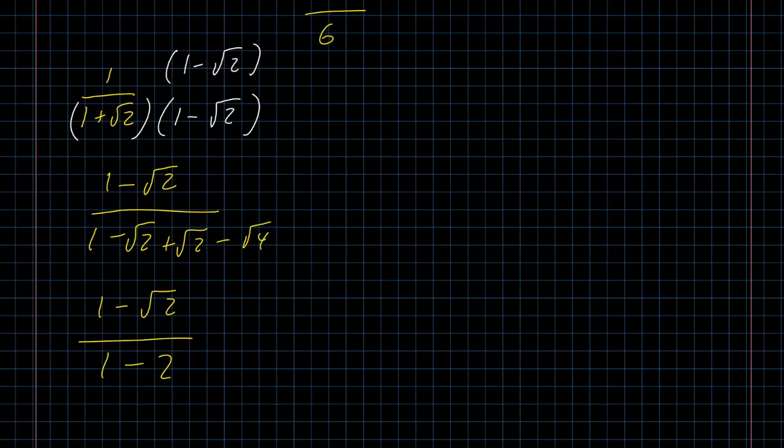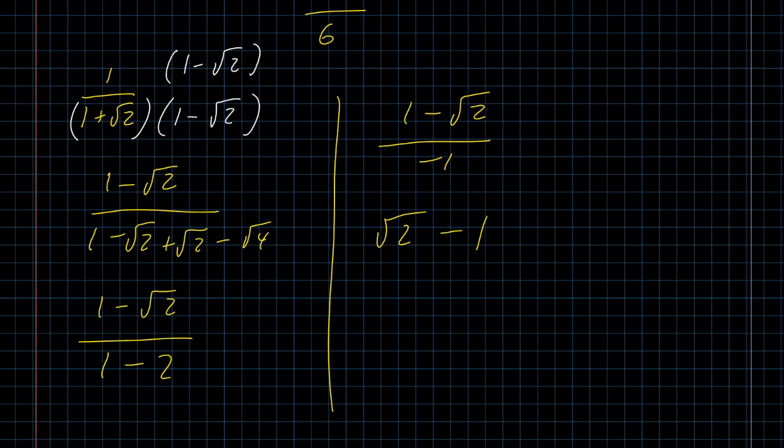Now, let's just put that over here. So I have 1 minus square root of 2 all over negative 1. Dividing a subtraction by negative 1 changes the order of the subtraction, so my final result here is the square root of 2 minus 1. Or negative 1 plus the square root of 2 if that makes you happier. There's no right or wrong choice between those two options.